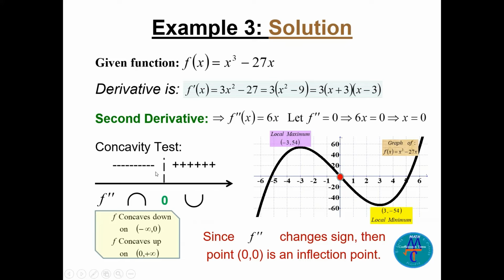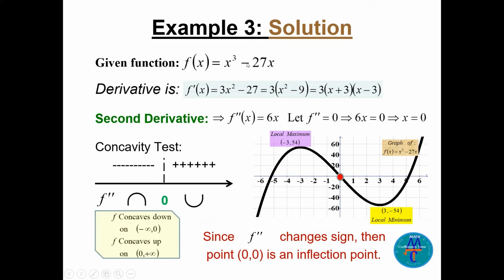6x will be negative, concave down. If you take any number greater than 0, 6x will be positive, concave up. See, this is a change here. Negative, positive, or it might be positive, negative in another question. So this is concave down, this is concave up, so there is a point of inflection at (0, 0). Why (0, 0)? We found x equals 0 from the second derivative.